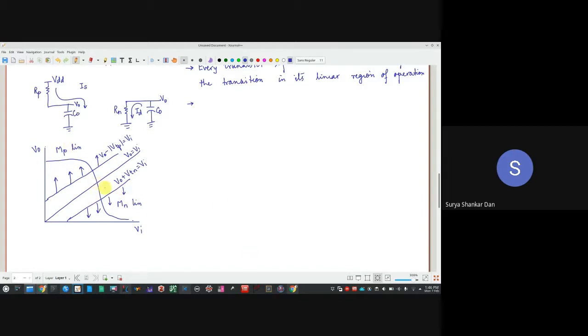Okay. And in between, both of them are in saturation. This is something which we have studied already. So what we understand is, except this small region over here where both of them are in saturation, one of them will always be in linear, the other one will be in saturation.